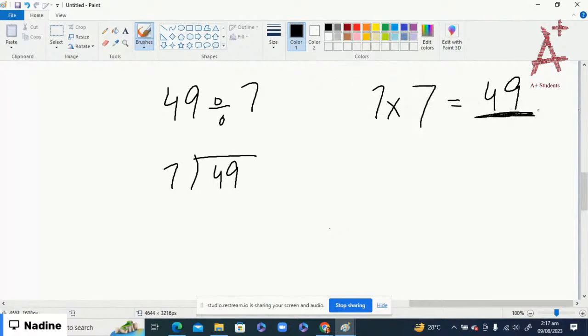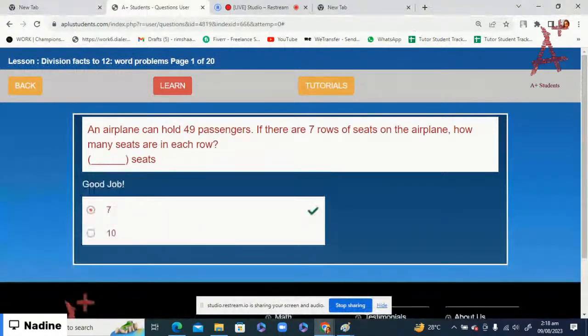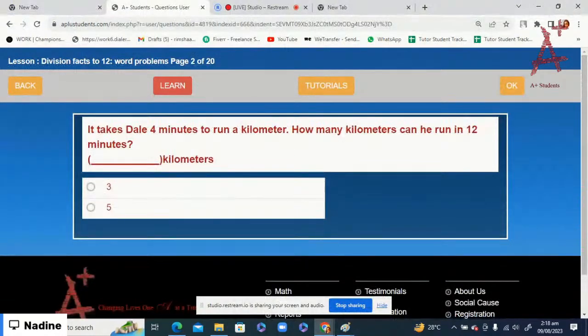So here we're gonna put 7 times 7 is 49. So 49 minus 49, that is 0. So here let's check, is there any answer for 7? Yeah, here. Let's click and then check. Yeah, this is right. Okay. All right, let's do the rest of the questions by yourself now.